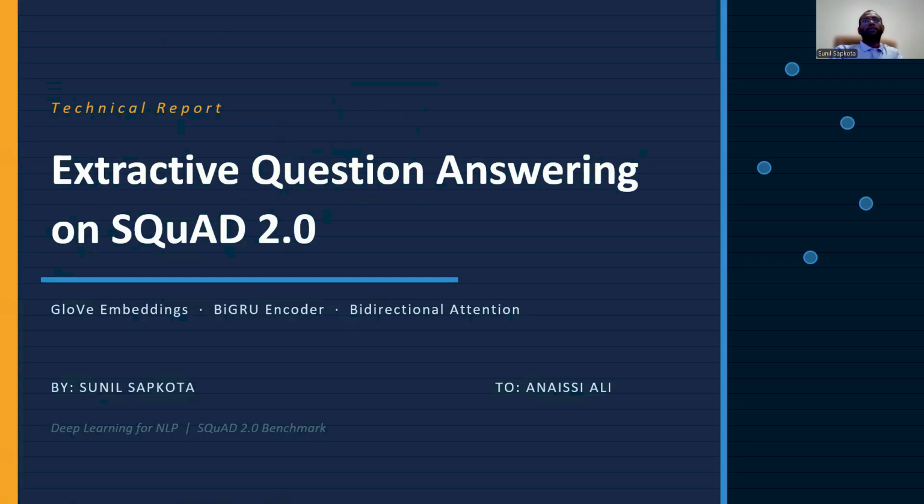Basically, it's a question answering project using the SQuAD version 2 dataset. The system mainly has three parts: GloVe (global vector) embeddings, bidirectional GRU encoders, and bidirectional attention. So let's get started.